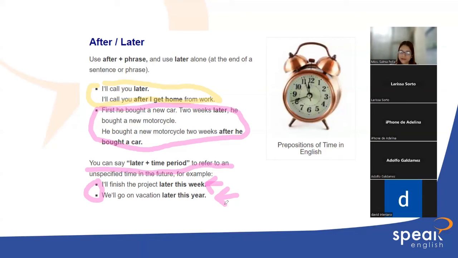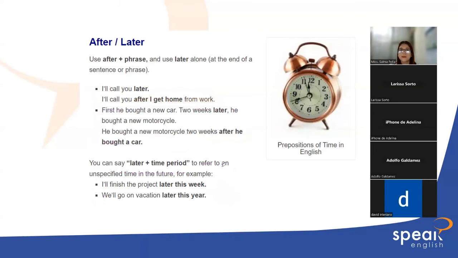Okay, so after, you need a phrase. Later, you put at the end of the sentence, or you use before a comma. And if you say later, and then you put a period of time, it should be unspecific, just to refer to the future. So guys, do you have questions about it? Or is that clear? Is that okay? Questions?